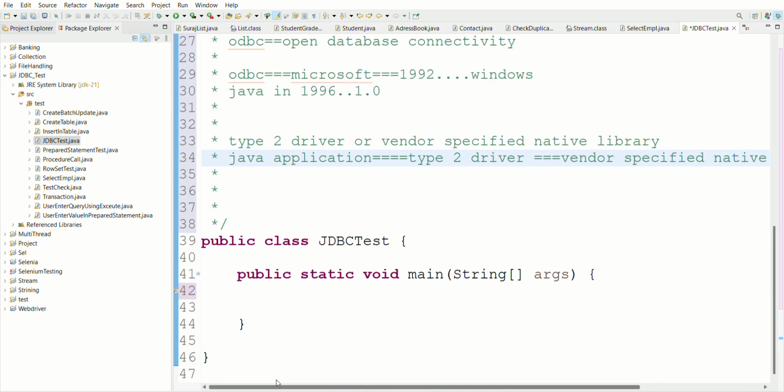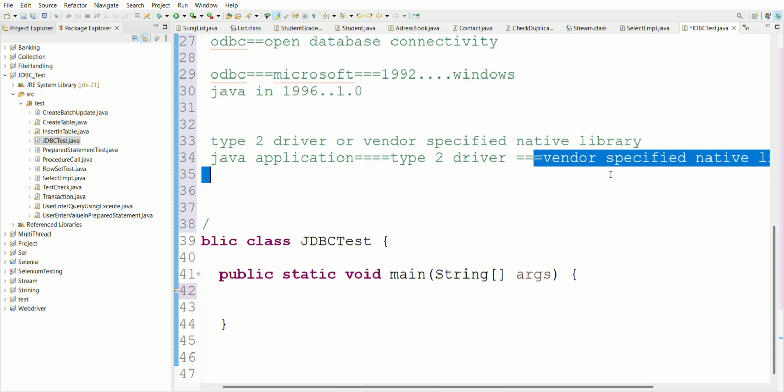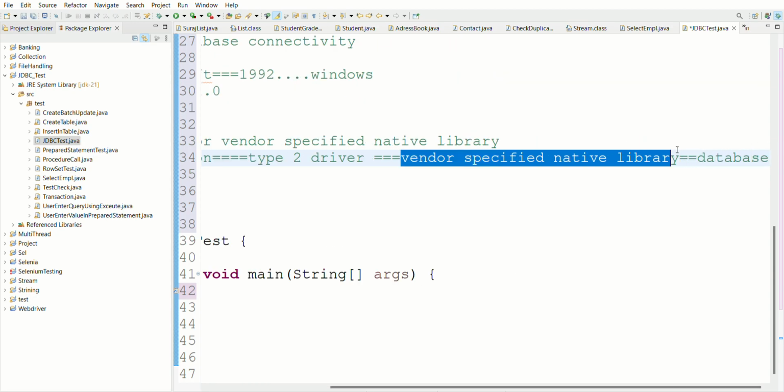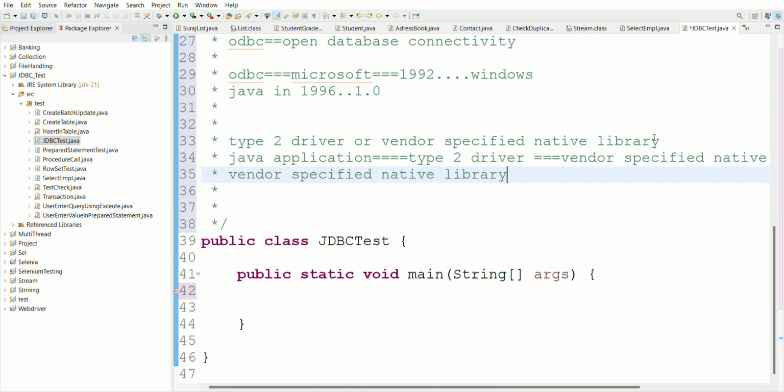How will it give much flexibility? As you know, type 2 driver is not using the ODBC. It is internally using the vendor specified native libraries. Then what are vendor specified native libraries? Let me discuss.